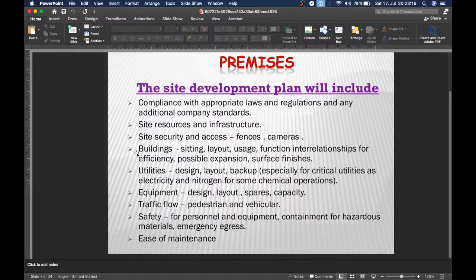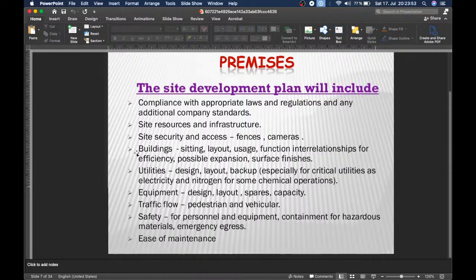The site development plan will include compliance with appropriate laws and regulations, and any additional company standards. So site resources and infrastructure, site security and access, fences and cameras, building siting, layout, usage, functions, interrelationship for efficiency, possible expansion for service finishes, utilities like design, layout, backup, all things have to be taken care of. So all these are basic things to establish your building.